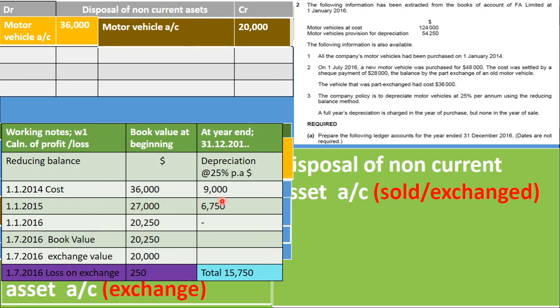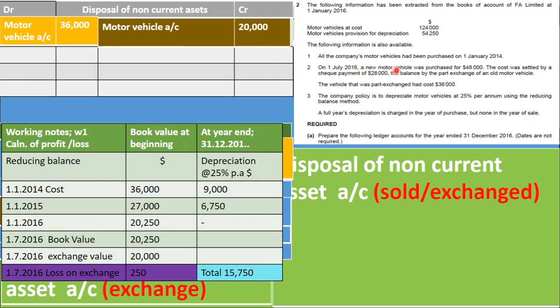So this you understood. Now again deduct 27,000 minus 6,750, you get 20,250 as the beginning balance on 1/1/2016, the book value at the beginning of the year. Now if you notice here, I have not written depreciation. Why is that? Because the question has mentioned a full year's depreciation is charged in the year of purchase but none in the year of sale. This is the year of sale. We are selling on 1 July 2016.